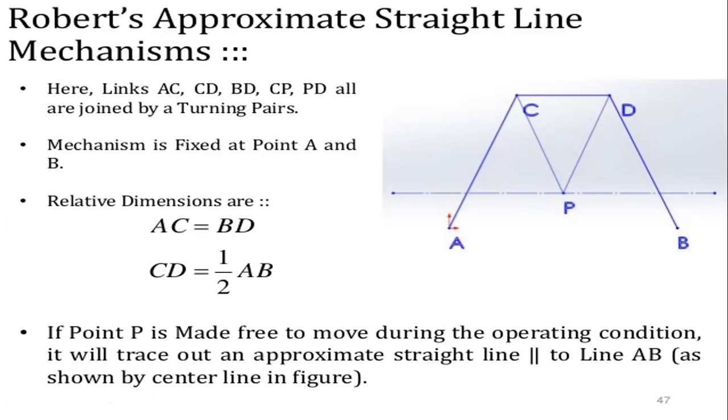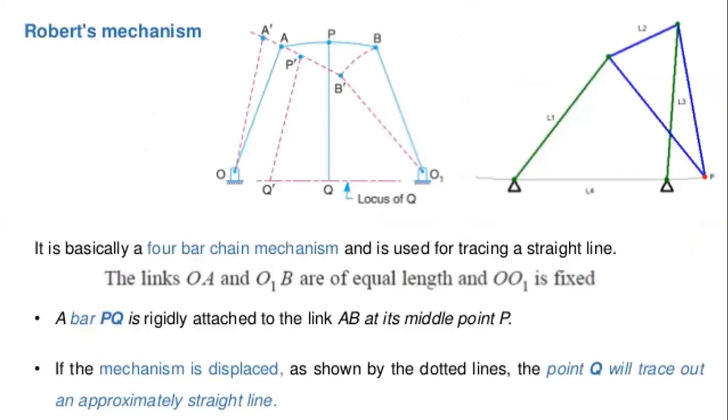So when you trace down this point, the point P makes a straight line, that is an approximate straight line, which is parallel to the line AB, that is the baseline. And this is all about the mechanism.